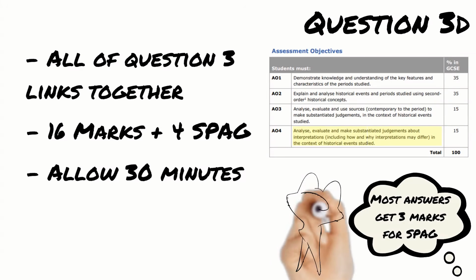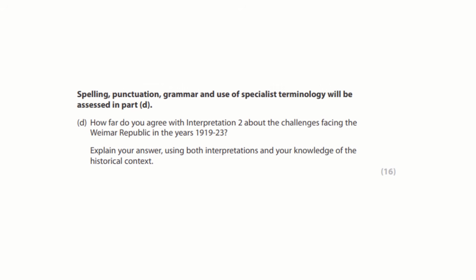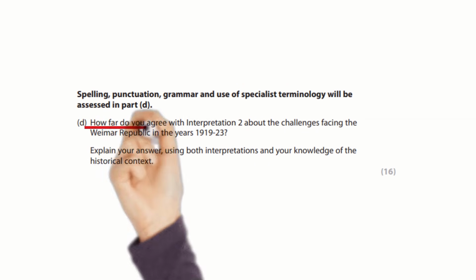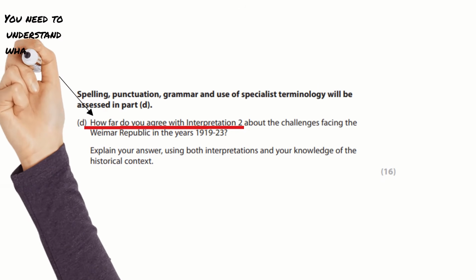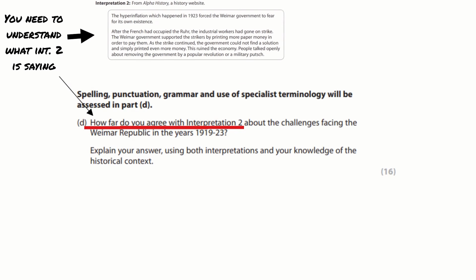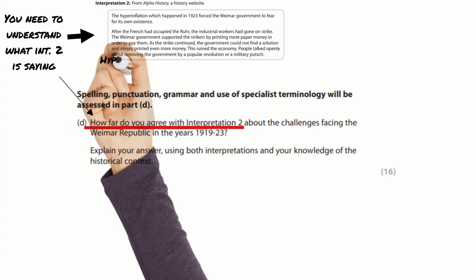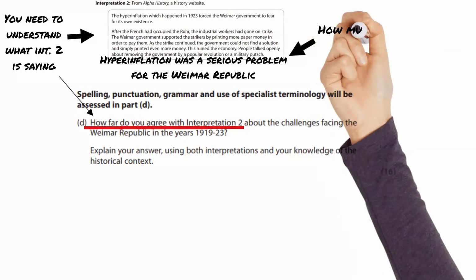I think there's a lot of worries surrounding this question, so we're going to go through this step by step and you will be able to see that it is not difficult. So let's start by looking at this question and breaking down exactly what it's asking you to do. The first thing we spot is it's asking, how far do you agree with interpretation 2? So in order to answer this, you need to have understood what interpretation 2 is saying. But we've already done this in question 3B, so you will already know. But just as a reminder, we decided that interpretation 2 was saying that hyperinflation was a serious challenge for the Weimar Republic. So we're going to have to decide whether we agree with that and how much we agree.